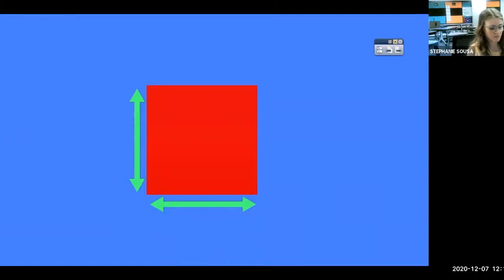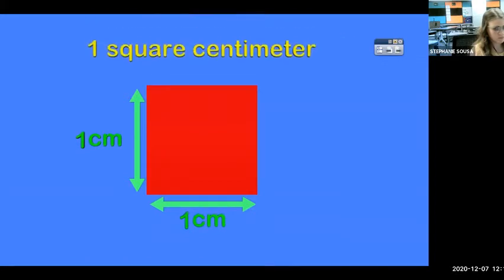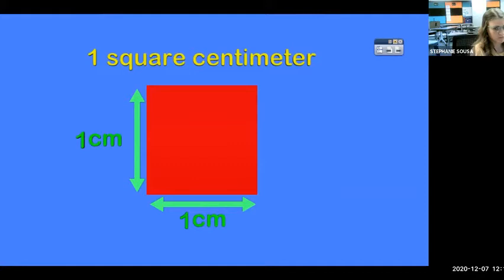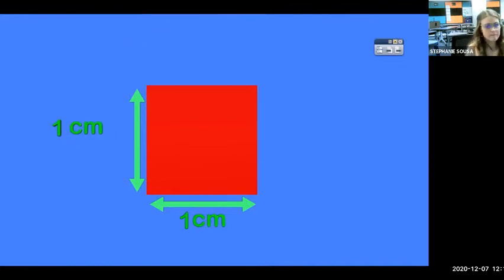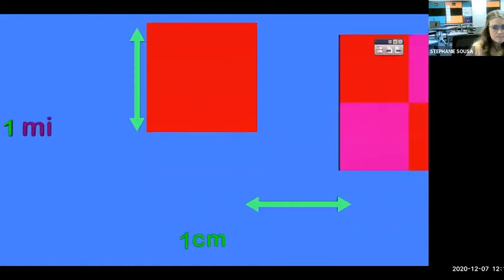The second thing we need to know is what a square unit is. This square measures 1 centimeter by 1 centimeter. We can say the area of this square is 1 square centimeter because its measurement is 1 centimeter by 1 centimeter. The word centimeter is just a unit of measurement. We can also use other units of measurement like meters, feet, miles. Well, you get the idea.